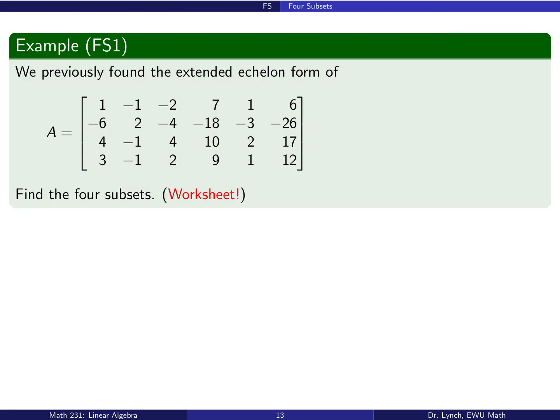Okay, so I'll challenge you to identify those four subsets for this matrix A for which we have previously found the extended echelon form. Okay, so I have a lot of information here, folks, pretty technical. I encourage you to spend some time with the extended echelon form, identifying those column spaces and null spaces of the components of that block matrix we get.